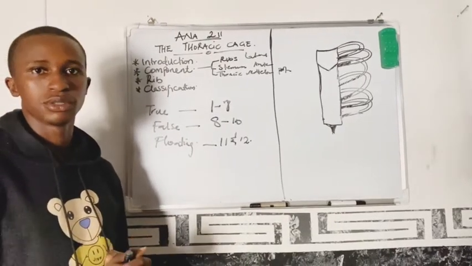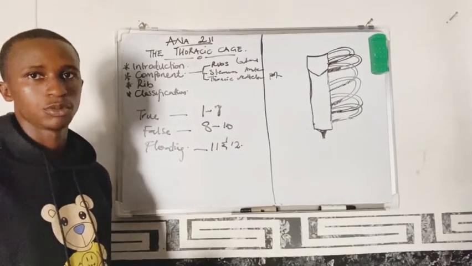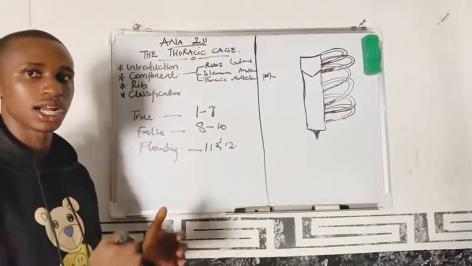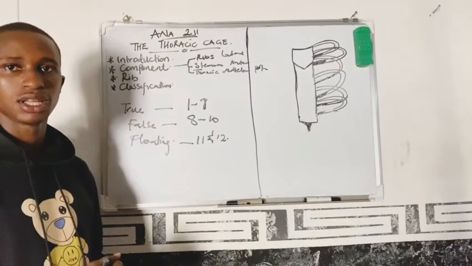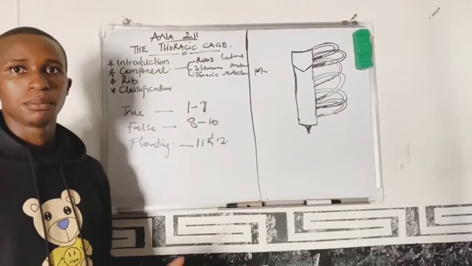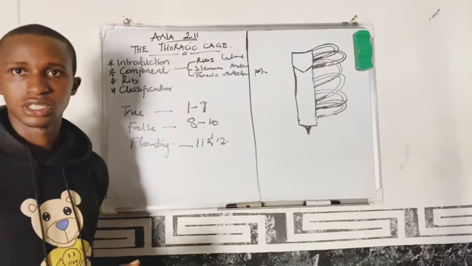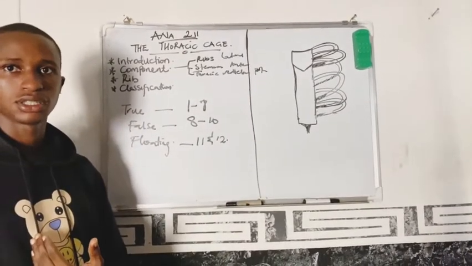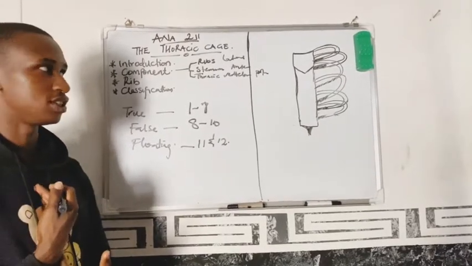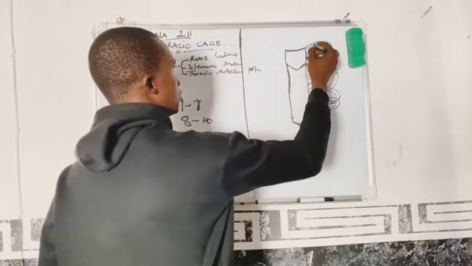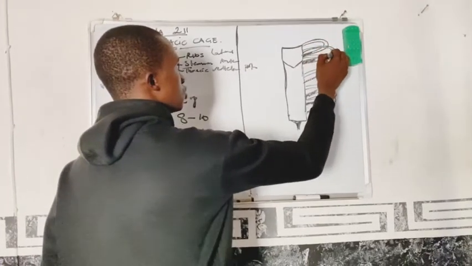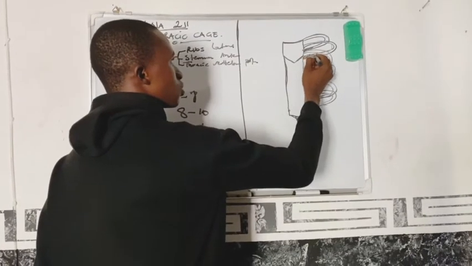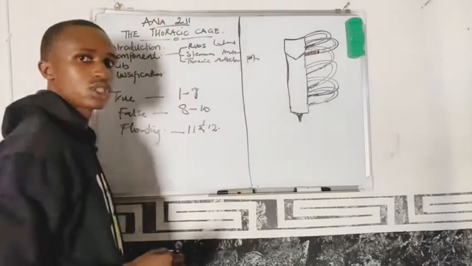Why are they called true ribs? They are called true ribs because their costal cartilages come in contact directly with the sternum. Let me explain this. The head of a rib is located posteriorly, and as it moves anteriorly, it ends at a point, and its costal cartilage is what touches the sternum. Let's say this is a rib coming from posterior to anterior. When it gets to this point, there's a cartilage that touches this rib, known as the costal cartilage.